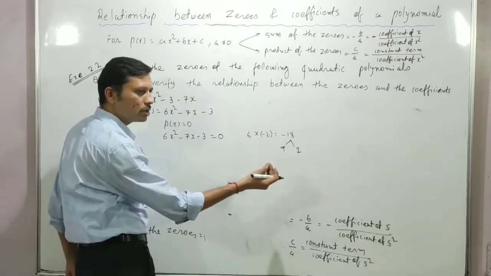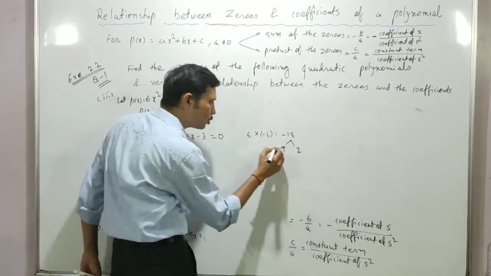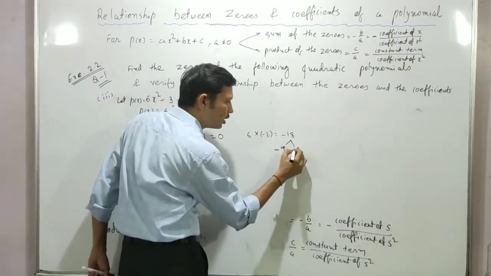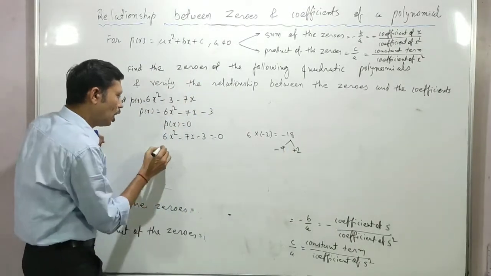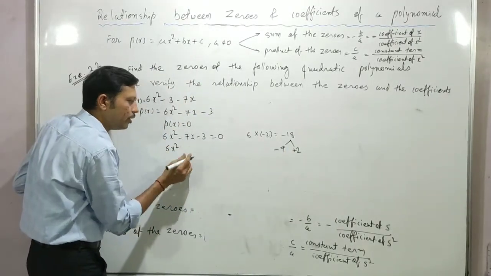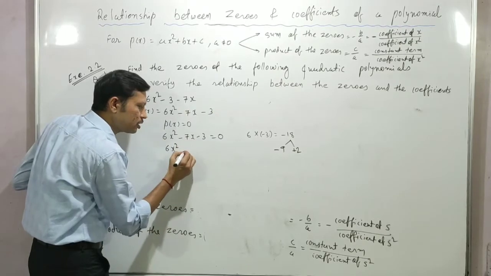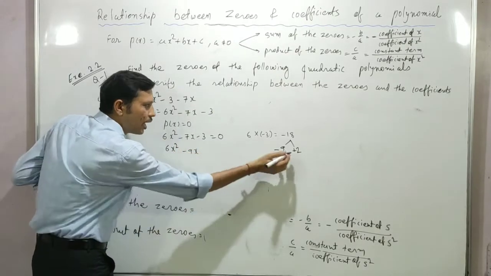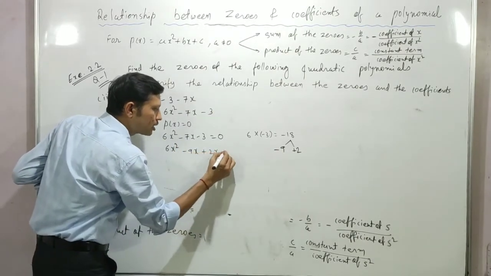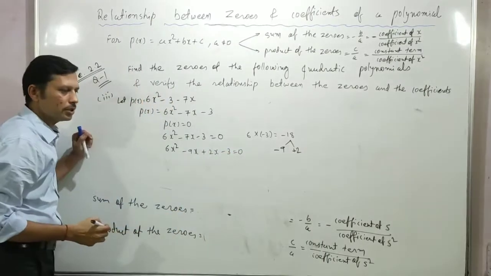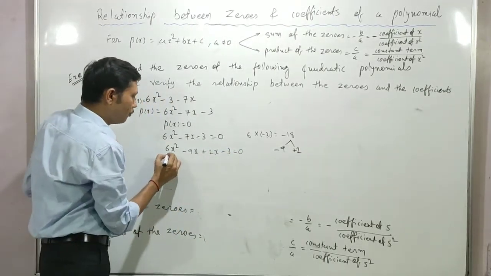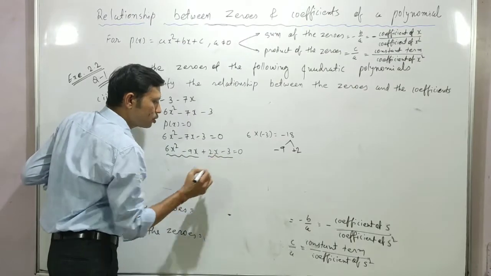Now it's time to give the sign. So the middle term sign goes to the greater factor and the opposite sign to the smaller factor. So how will we write down 6x square? In place of minus 7x, I will write minus 9x and plus 2x and minus 3 equal to 0. Now the first two terms, last two terms.